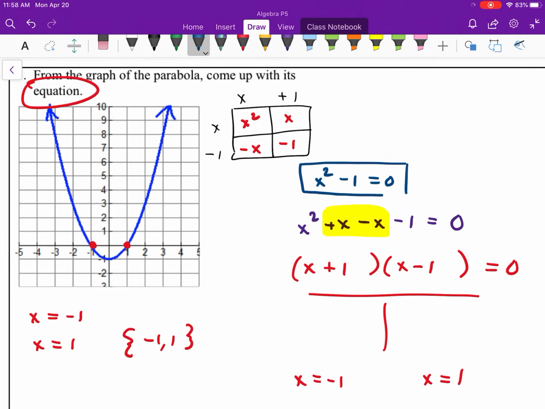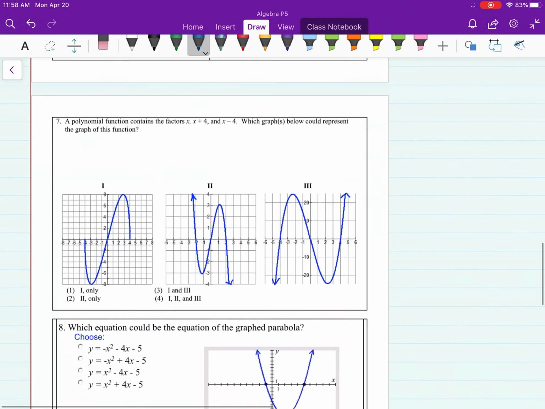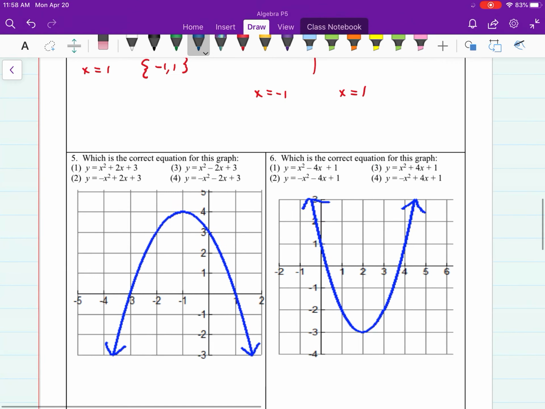And a cool thing you could do is you can actually graph the equation x squared minus 1, and you'll notice that the picture in GeoGebra looks exactly like the graph here. So the only other things I want to show you here is question number 5 and question number 6, which is the correct equation for the graph. These are multiple choice questions, and one of the easiest ways to do this, and the only way that I think you should do it, is just graph it in GeoGebra. Graph each of these answers in GeoGebra and see which one looks like the picture.